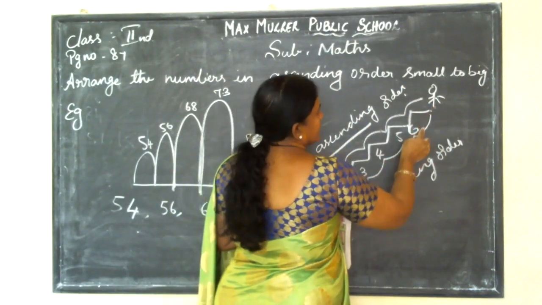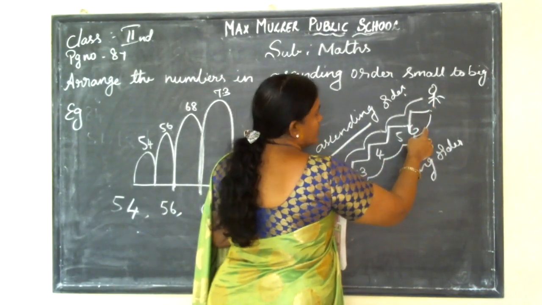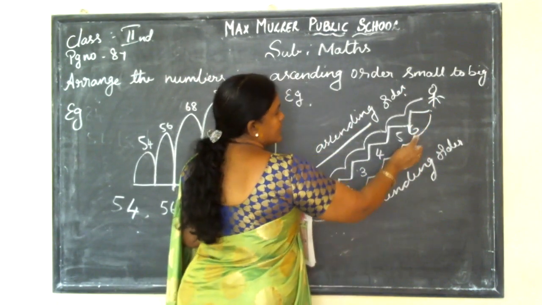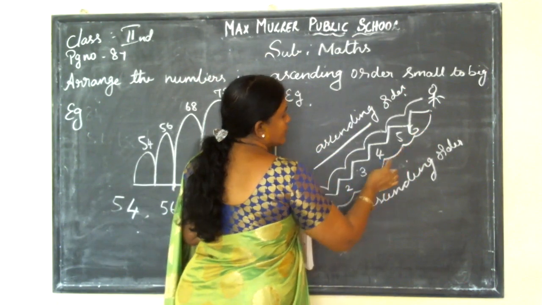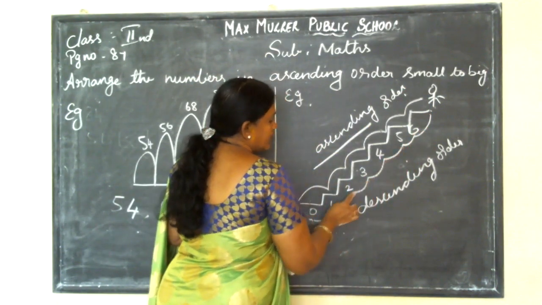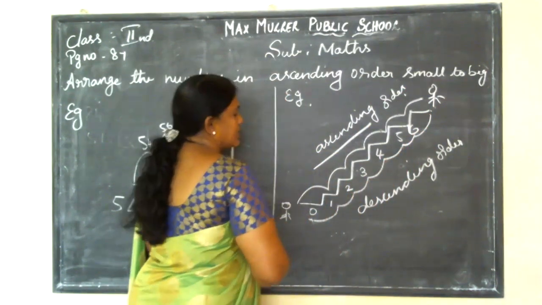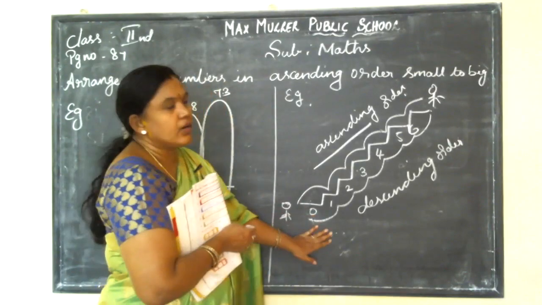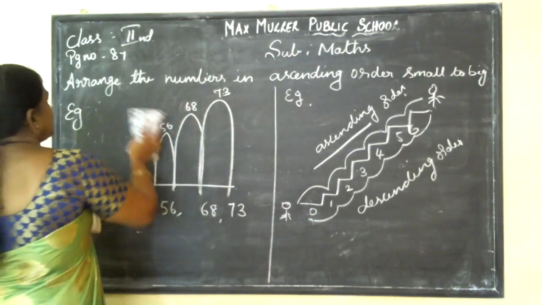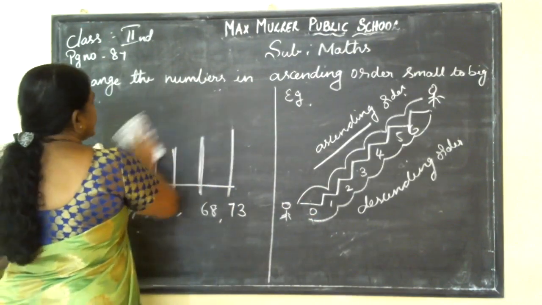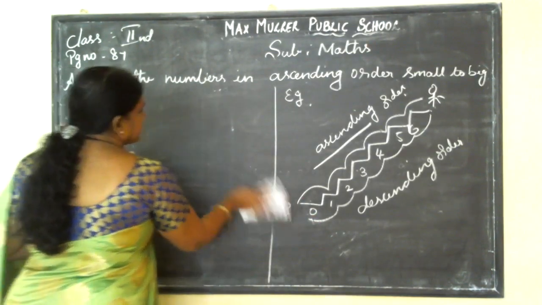See, John is standing on the 6th step. Now he wants to come down. So 6th to 5th is coming down, 5th to 4th, 4th to 3rd, 3 to 2, 2 to 1, 1 to 0. Like that, descending order. Understood, children? Now close your rough note and take textbook page number 87.